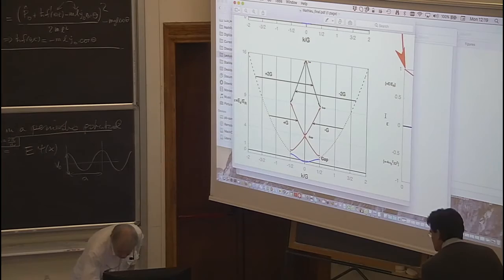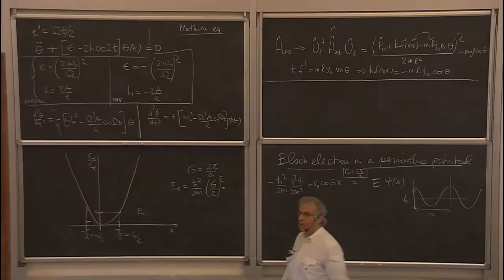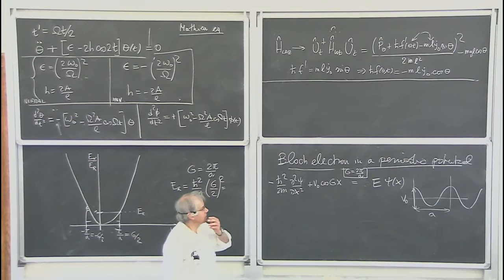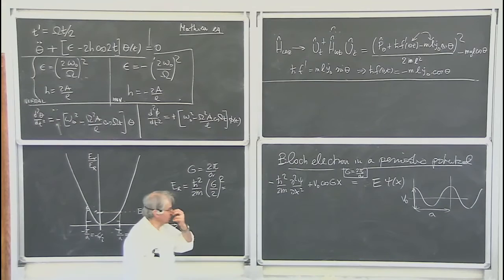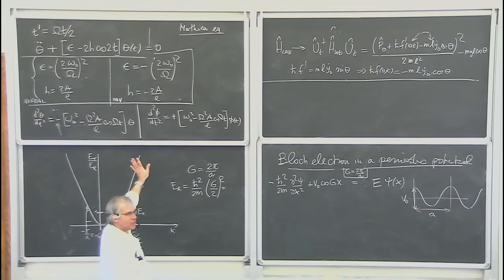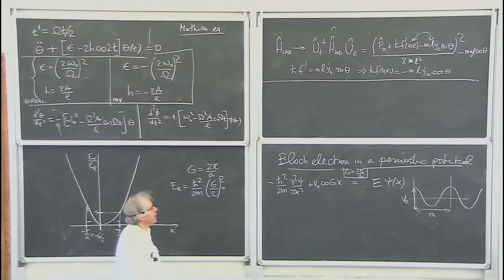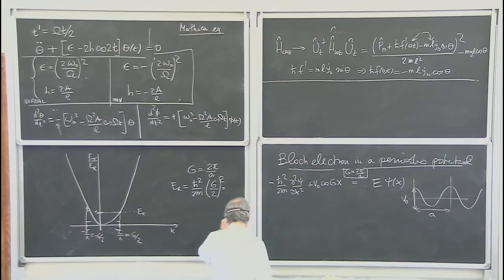Okay, so let us continue and discuss a little bit more this problem of a Bloch electron in a periodic potential, because I have a comment also on this. It can be confusing a little bit. This is a quantum problem, that was a classical problem. So am I mapping a quantum to a classical? The answer is no. But let's see a little bit more about why I get a Mathieu equation, okay?